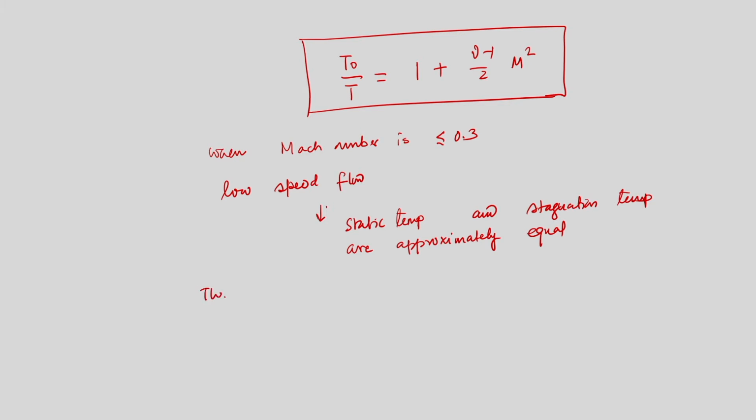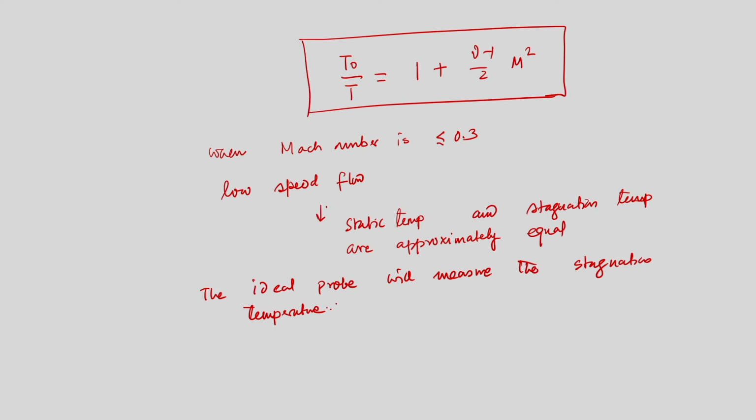So, the ideal probe will measure this stagnation temperature. Right, but our objective is to measure the static temperature, the real temperature. So, our objective will be to measure the temperature which is not the stagnation temperature.